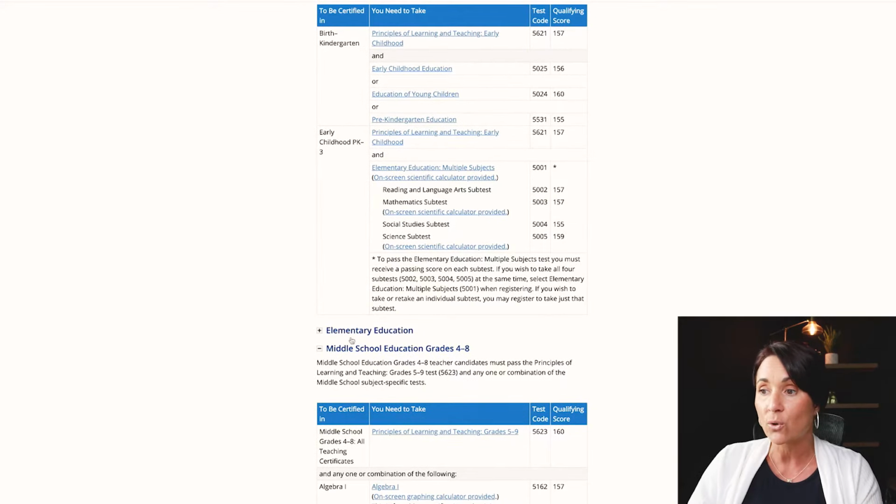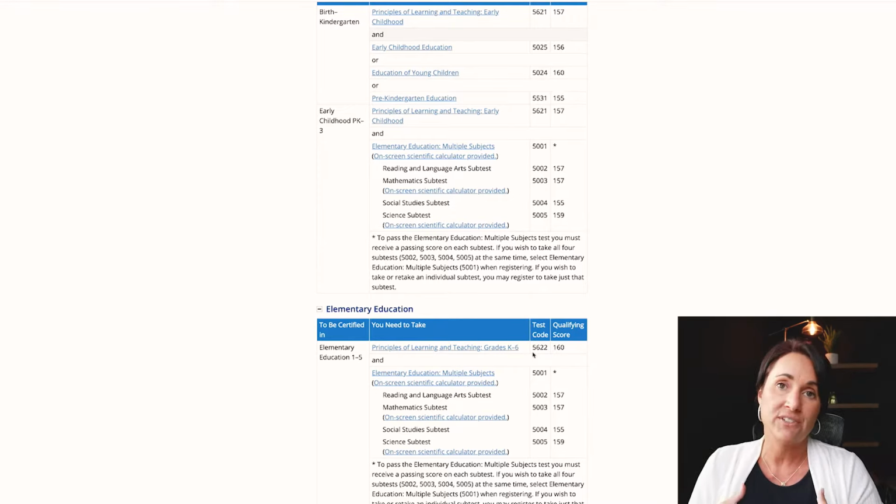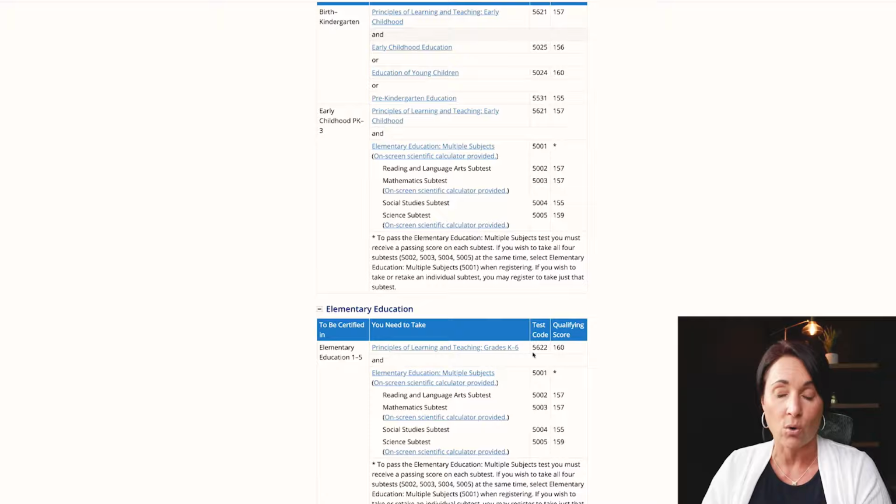So it ranges from about a 157 to a 160, and it doesn't matter which grade level you teach. Here's the elementary education, another 160. This is 5622. You're right around that range, 157 to 160 in terms of your score. So I would just shoot for a 160 because that seems to be the safe zone, 160, 161. We'll talk about scoring in another video, but I just want to break down the structure of these tests.